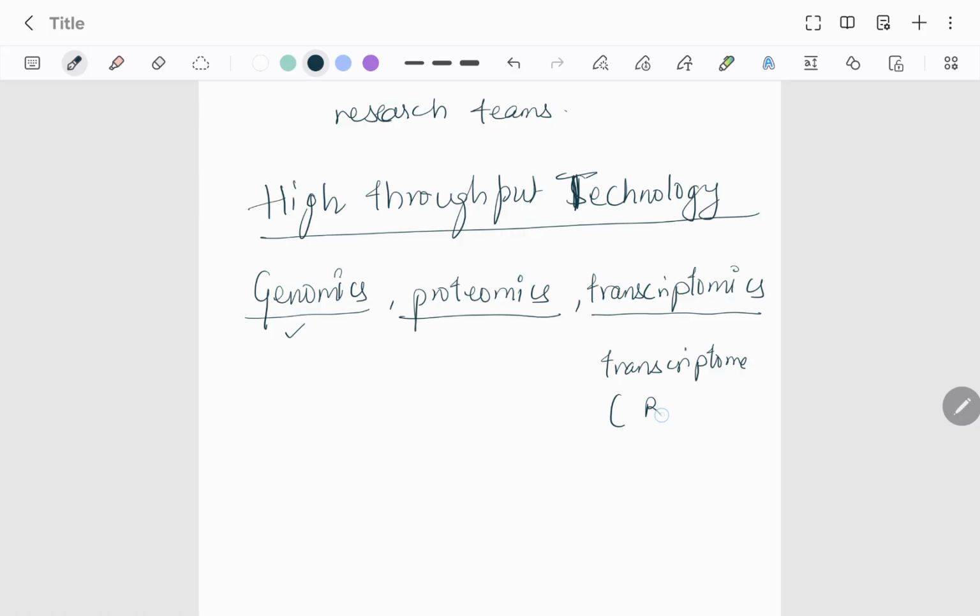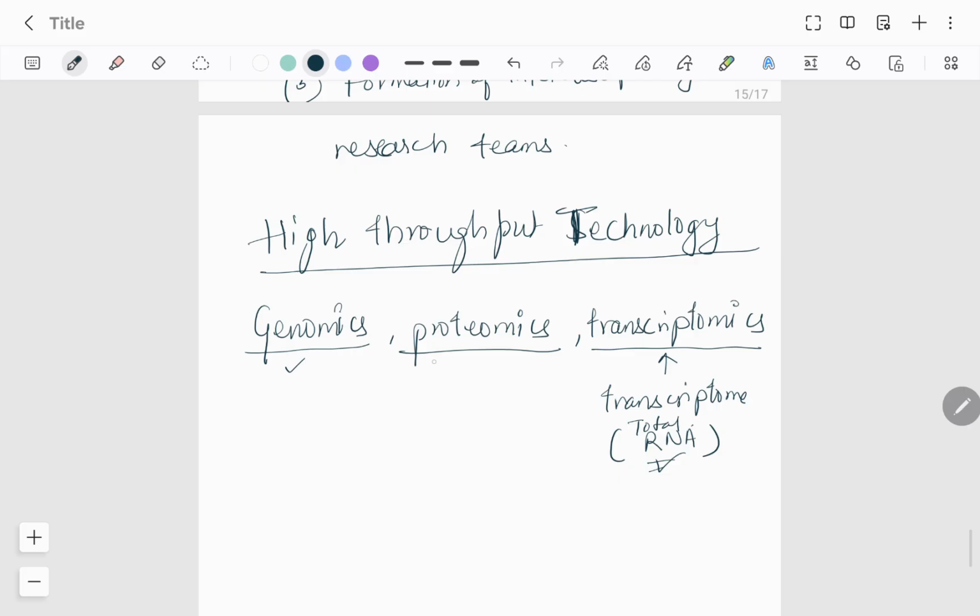Total RNA, whatever RNA is inside an organism, is studied in transcriptomics. Here it's not just messenger RNA from which protein is made. Whatever RNA, coding, non-coding, total RNA inside an organism, that is the transcriptome. From messenger RNA you get proteins when translation is done, so the study of the entire proteins is proteomics.